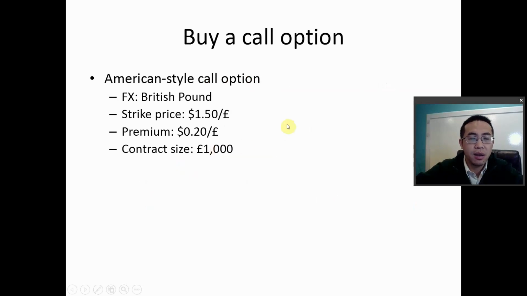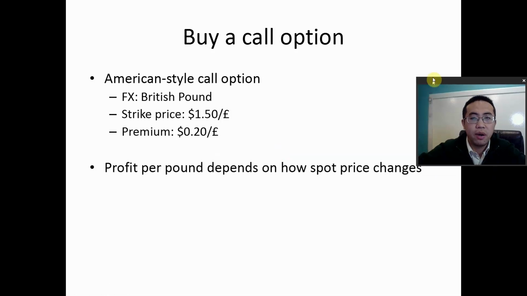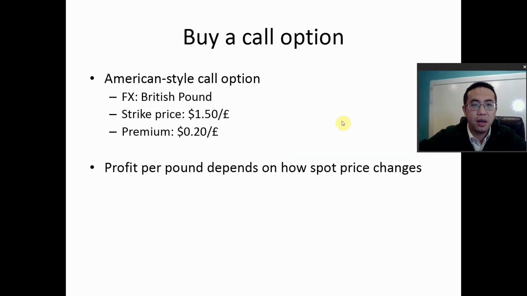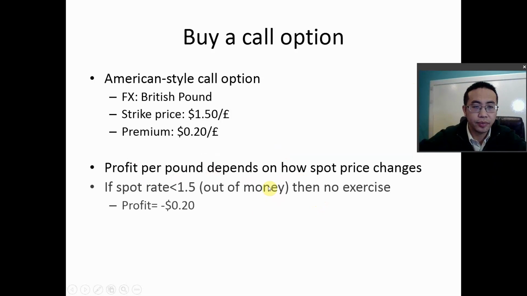So here is one example. You have a contract size of 1,000 British pounds, and the strike price is $1.5 per pound, and the premium is $0.2 per pound. You can ignore the size for the moment, and you should see that the profit per pound really depends on where the spot price is.